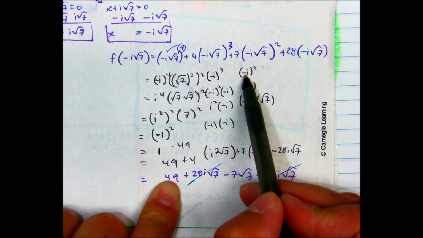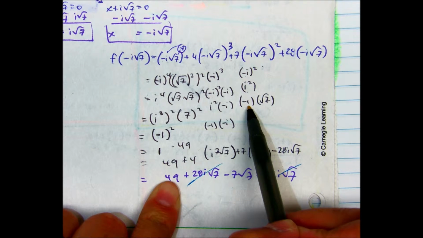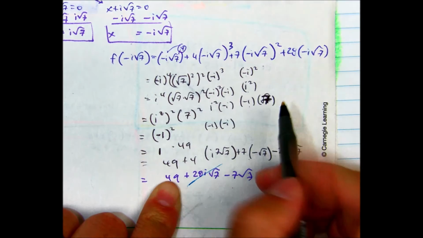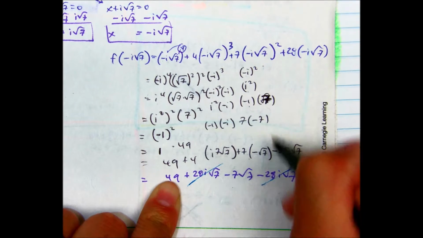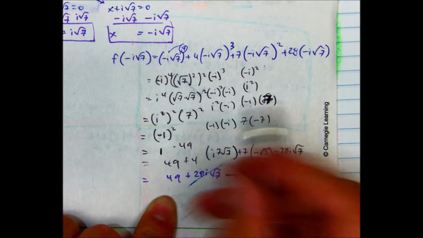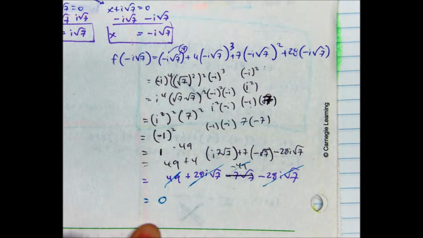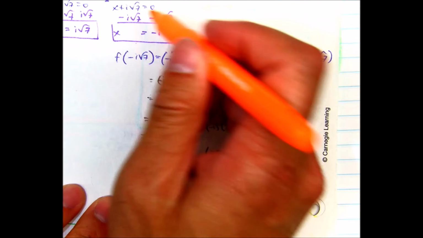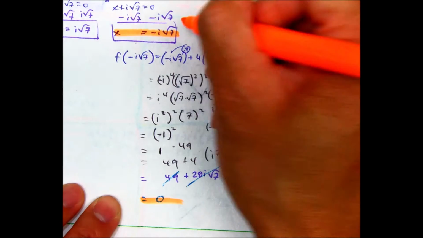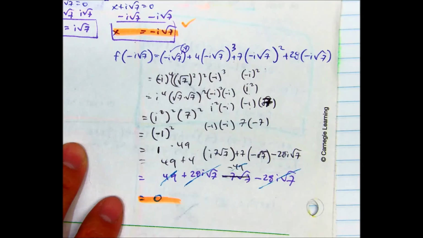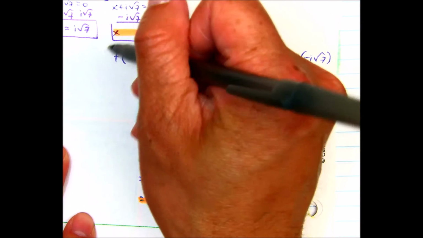Negative i squared is negative i times negative i is i squared, negative 1. Radical 7 times radical 7 is just 7. So this becomes negative 7 and negative 49. And the reason why is if you cancel all those, and if it equals 0, that essentially means that this is a factor. And essentially we have to do that 3 more times. So let's go ahead and try that again.